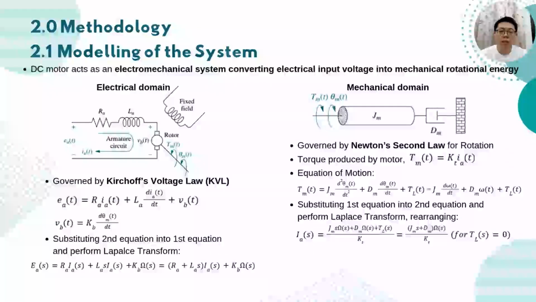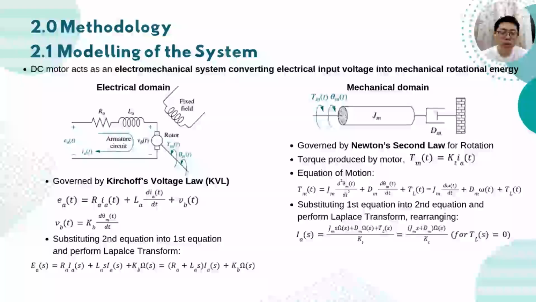DC motor is considered as an electromechanical system because it converts electrical voltage into mechanical rotational energy. The DC motor is separated into two parts, which are the electrical domain and the mechanical domain. The equation used in the electrical domain is derived using Kirchhoff's voltage law. The input voltage is equal to the armature resistance times the armature current plus the armature inductance multiplied with the rate of change of current plus the back EMF. The back EMF is proportional to the rotational speed of the rotor, and the constant is the back EMF constant. Substituting the back EMF into the first equation and performing the Laplace transform, we get the equation at the bottom left.